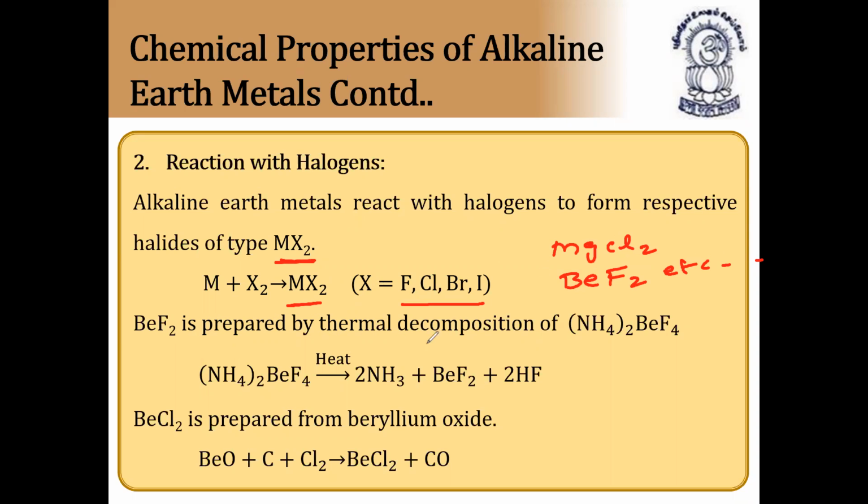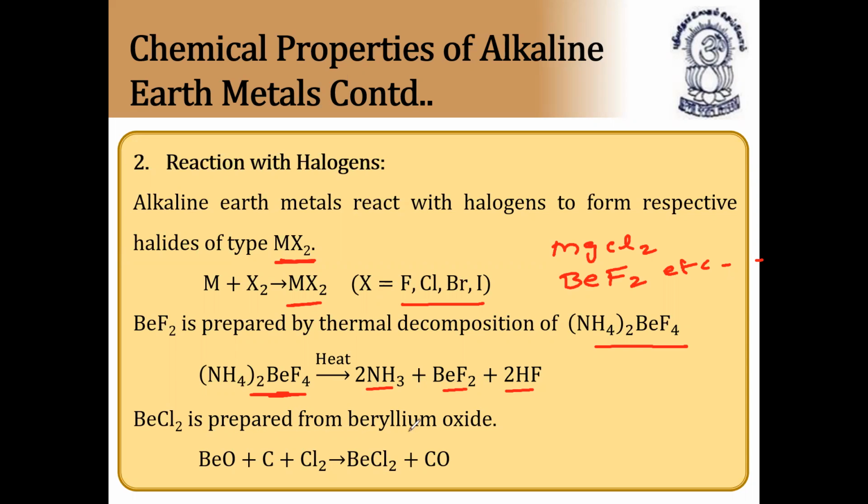Beryllium fluoride is prepared by thermal decomposition of ammonium beryllium fluoride, (NH4)2BeF4. This is called diammonium beryllium tetrafluoride. Diammonium, two ammoniums are there. Beryllium tetrafluoride, four fluorines are there. So diammonium beryllium tetrafluoride on heating strongly forms ammonia gas, beryllium fluoride, and hydrogen fluoride gas.